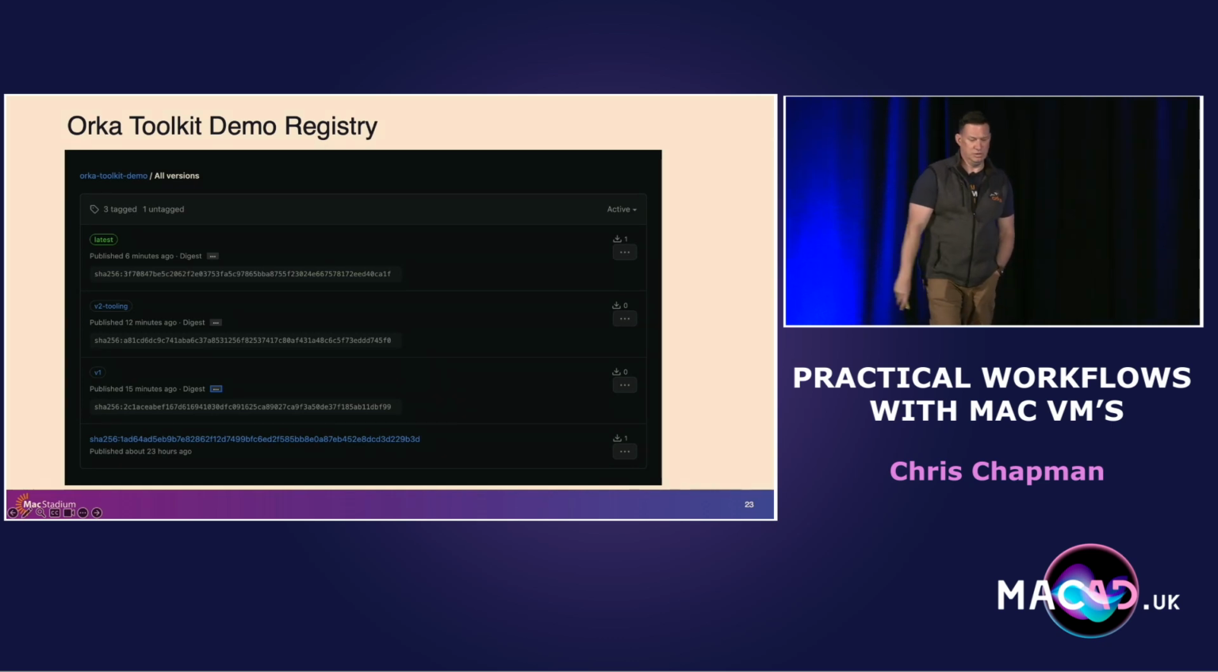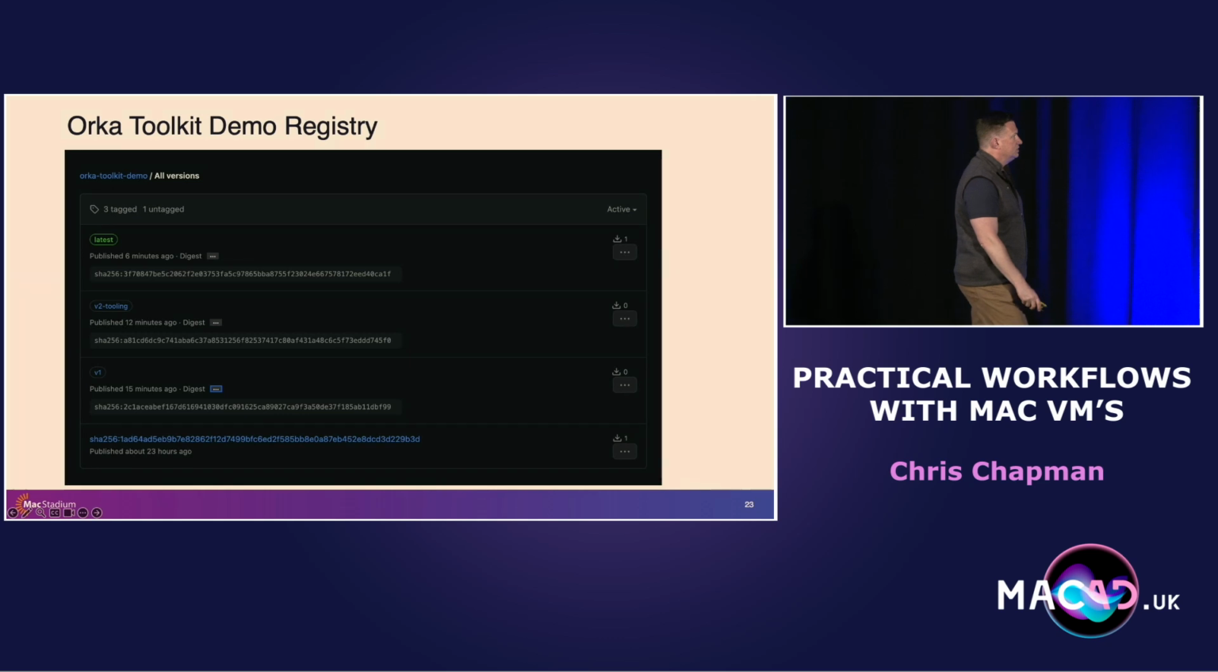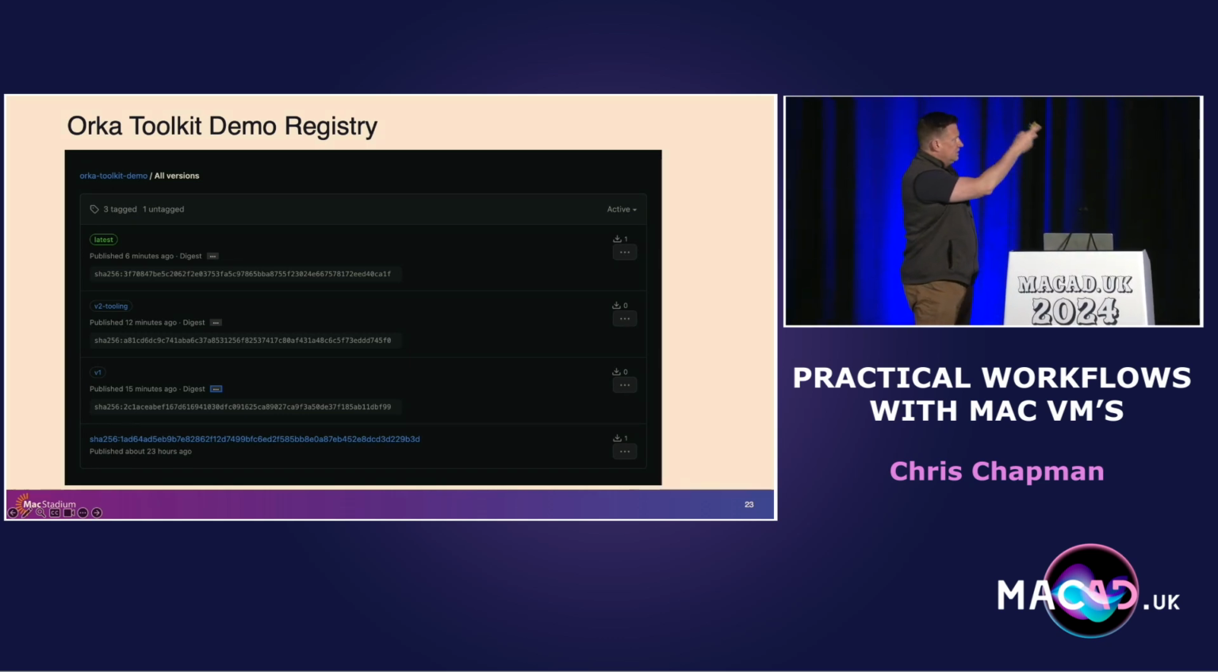Here's the actual registry, a snapshot of it. As you can see, it's just a GitHub registry. It's got 3 tagged images. The one we just did is the latest. There's a V2 tooling, and there's a V1.